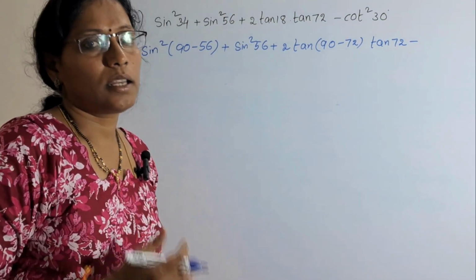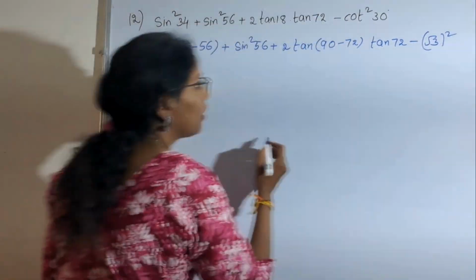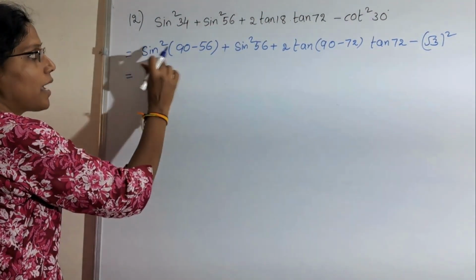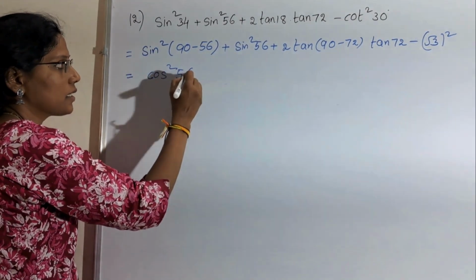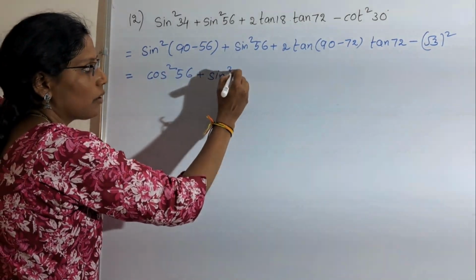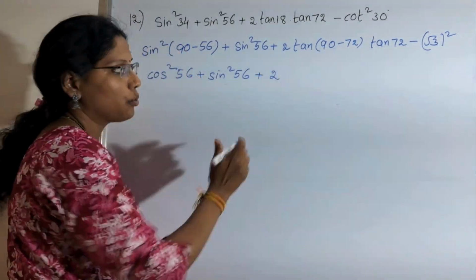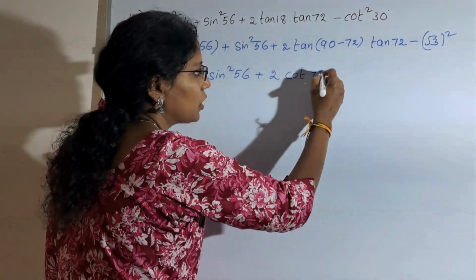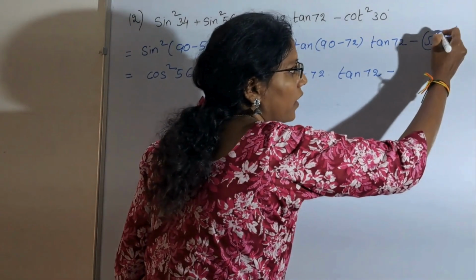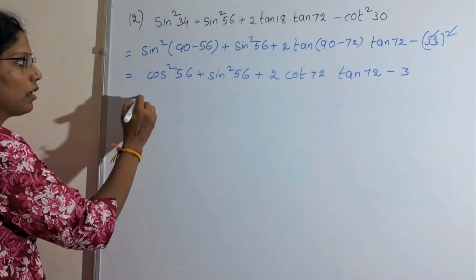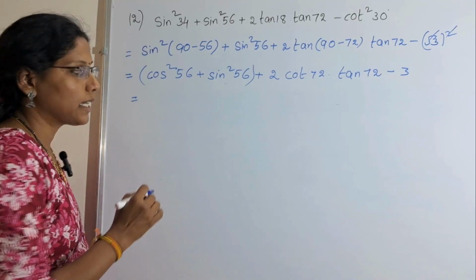Cot 30 means, tan 30 how much? 1 by root 3, reverse it, root 3 whole square. Sin 90 minus 56 is cos square 56 plus sin square 56 plus 2 into tan 90 minus 72, cot 72 into tan 72 minus, here the square root cancels, 3 will come. Cos square 56 plus sin square 56.